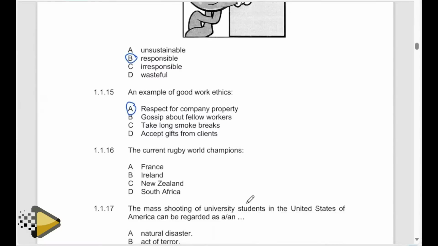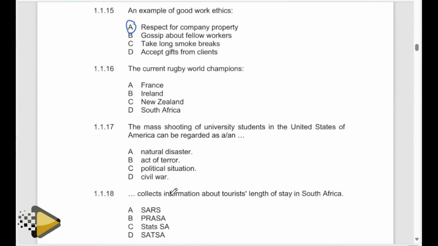Then 1.1.16, the current rugby world champions, the country which is the current rugby champions is known as South Africa. So the correct letter there would be the letter D.